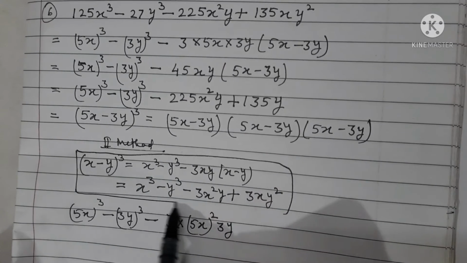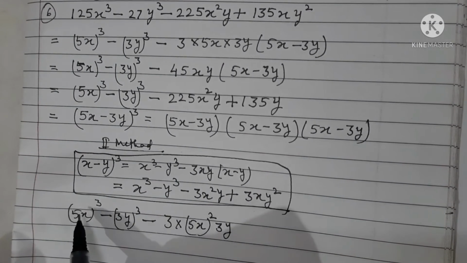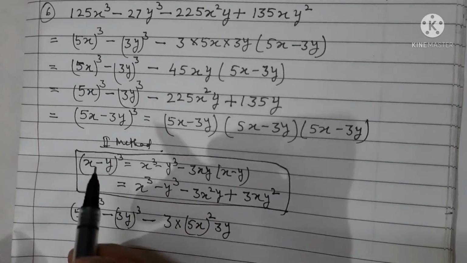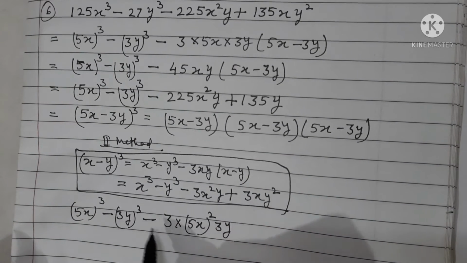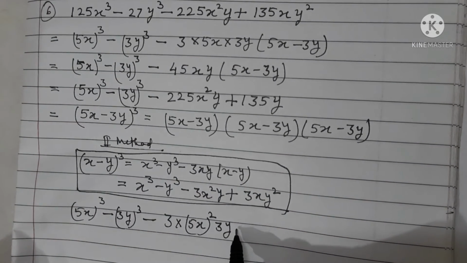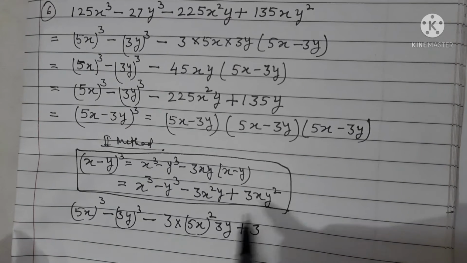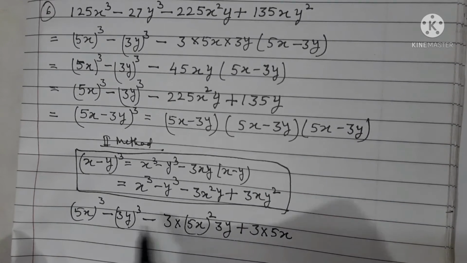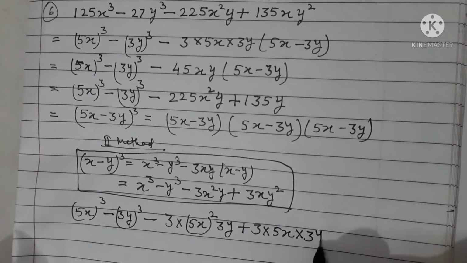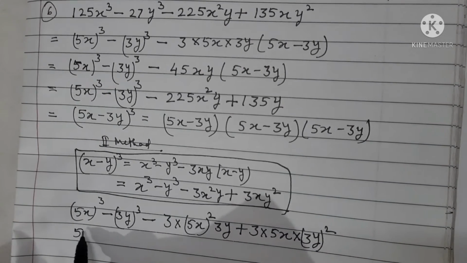This is the identity and this is our question, where x you can write here a and b. Here 5x square into 3y plus 3xy square means 5x into 3y square. Now see what you will get.